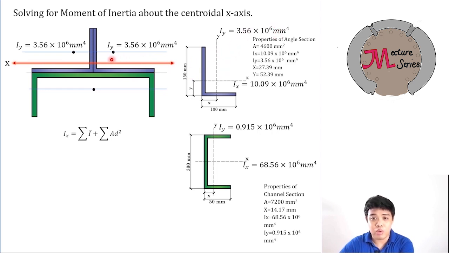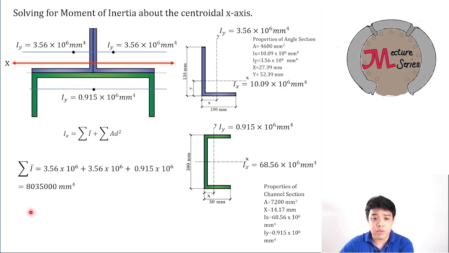Since there are two at the top, you have Iy for this angle and Iy for this angle. For the channel bar, the axis that will become parallel to this centroidal x will be the original y-axis of the single channel. So this will be 0.915 times 10 to the 6th power millimeter to the 4th. Summing all of those values, we have 803,500 millimeter to the 4th.